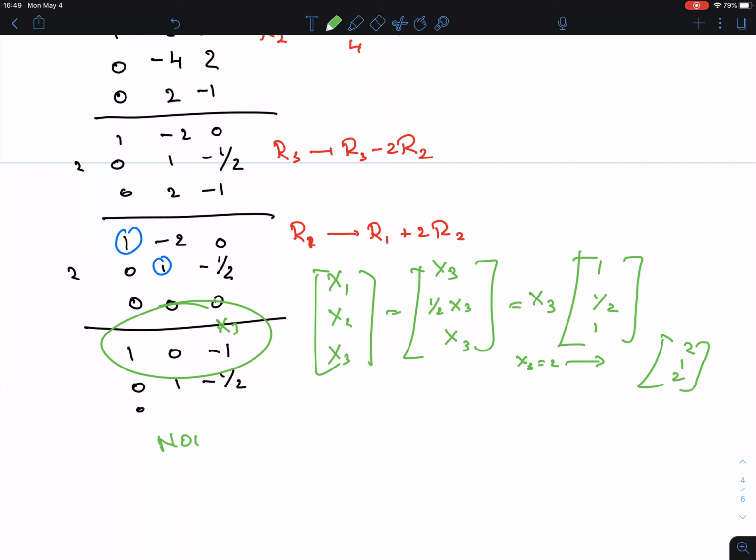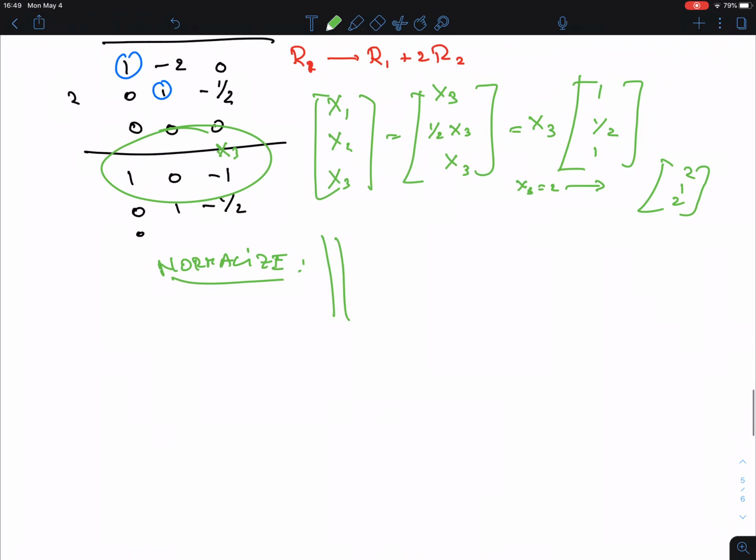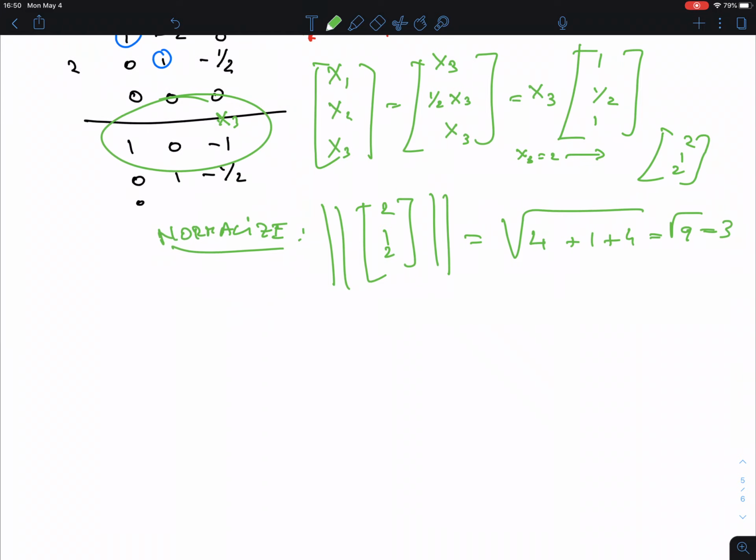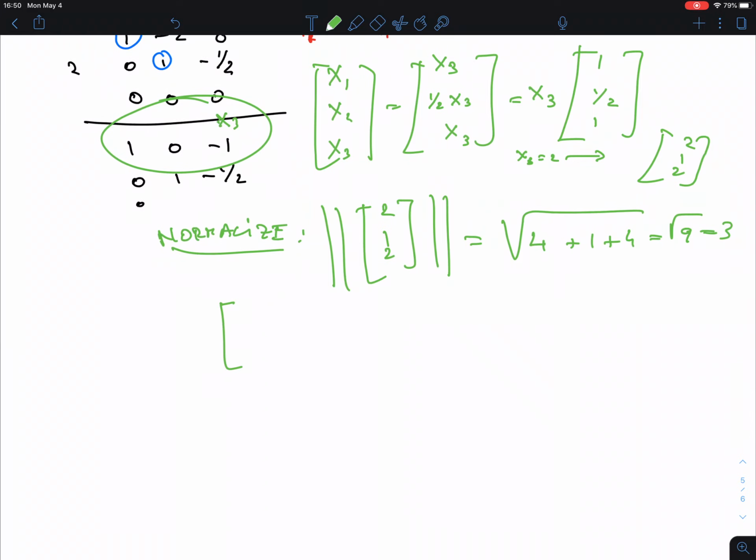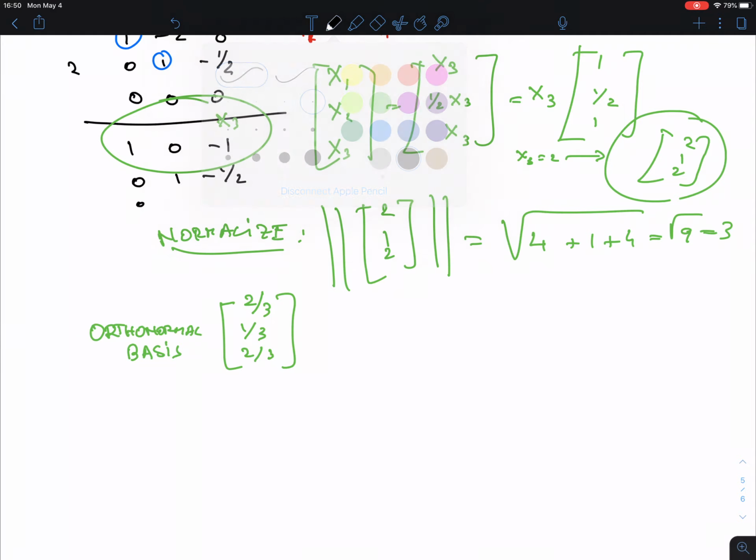But I still have to normalize, same as with the 2 by 2. So we have to take the norm of this vector, 2, 1, 2. That is square root of 4 plus 1 plus 4. Oh, that's square root of 9. Look how nice, it's 3. So the orthonormal basis for this eigenspace is this vector divided by 3. So 2 thirds, 1 third, 2 thirds. Okay, that's the first one. We have to do 2 more.